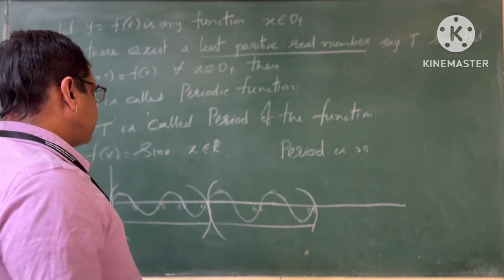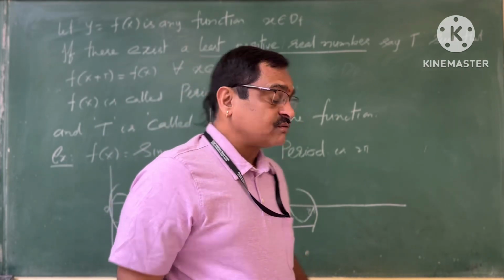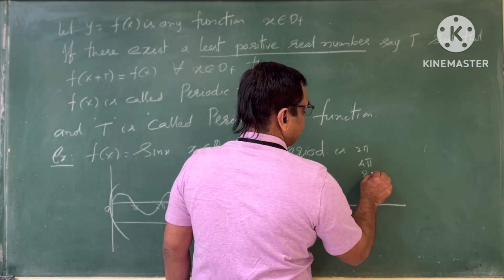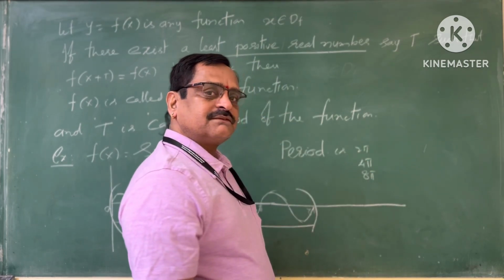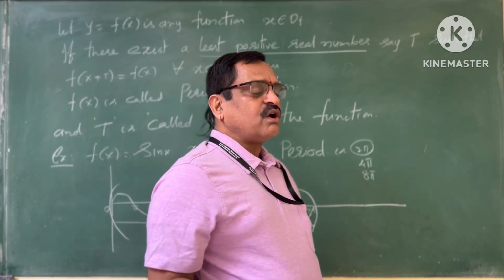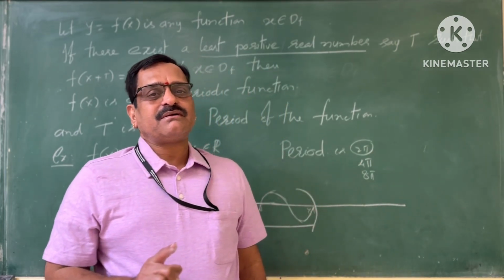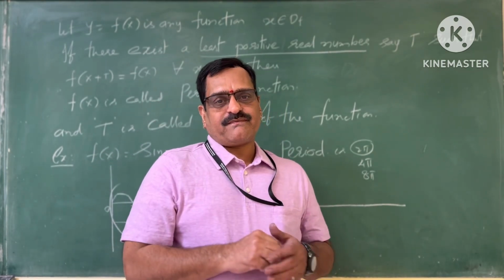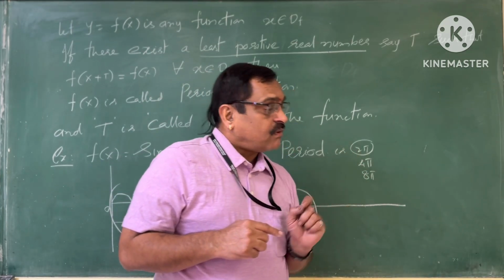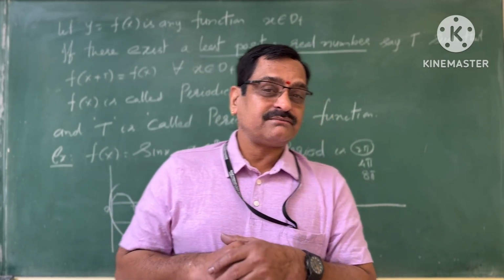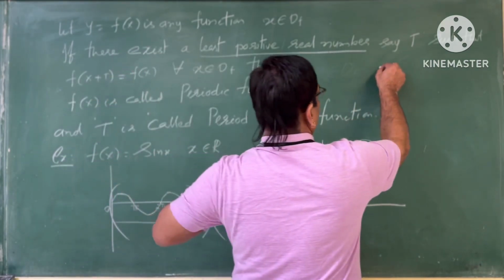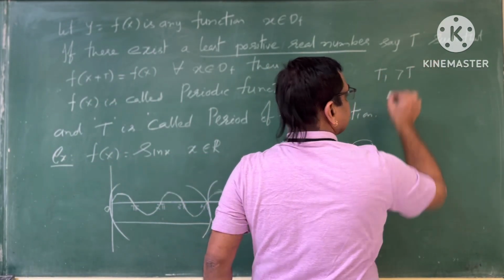Not only that, I can take the period of the function as 8 pi also. So here 2 pi is a period, 4 pi is also a period, 8 pi is also a period, and so on. Among all these, 2 pi is the least one. So we consider only the least positive real number to count the period of the function. 2 pi, 4 pi, 8 pi, and this 2 pi is called the fundamental period.